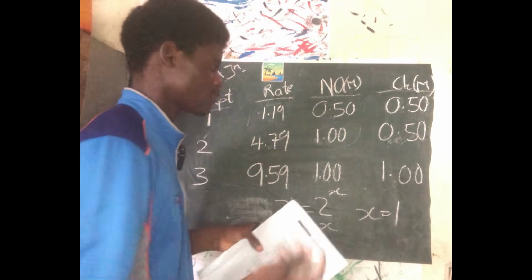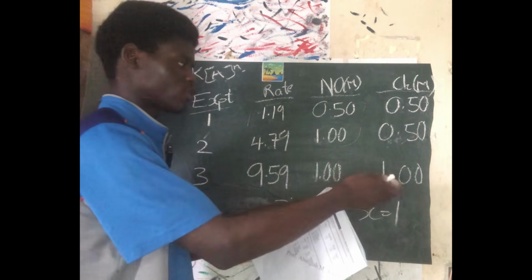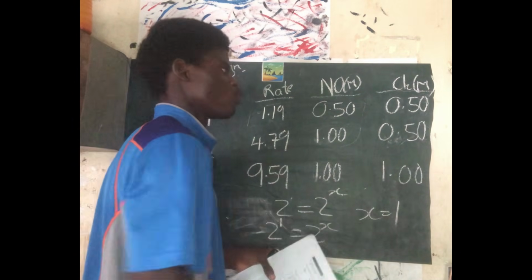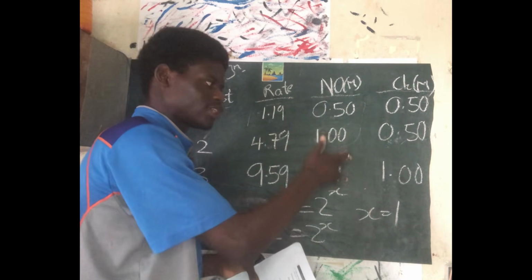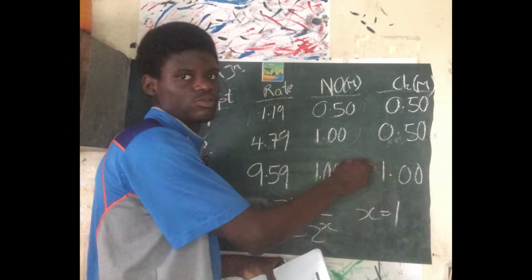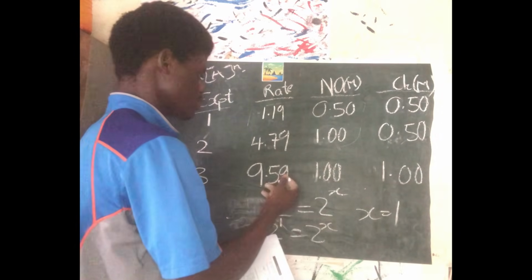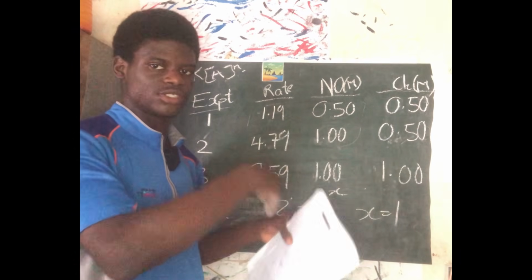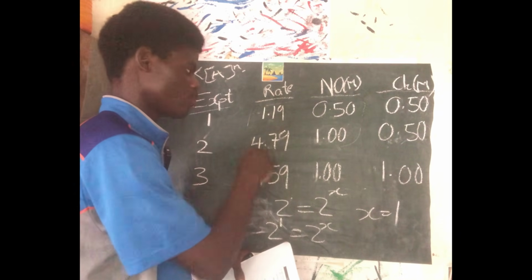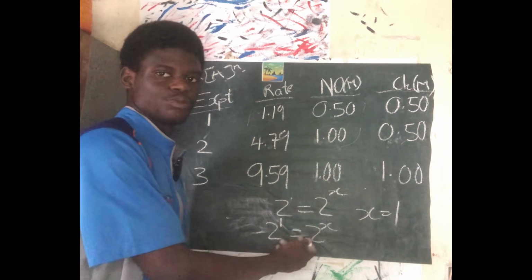So if we want to get their exponents, we just need to compare the rate to the concentration. Let's say we want to get the order of Cl2. We go to the part where NO is constant and Cl2 is changing. Here NO is constant and here it is changing, so we just divide the biggest by the smallest. Here 9.59 divided by 4.79, and 1 divided by 0.5. So we just use the method I've been using.